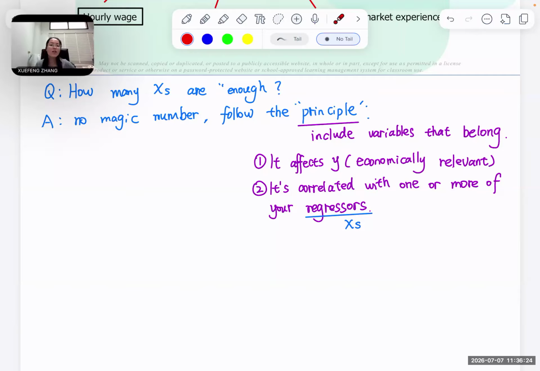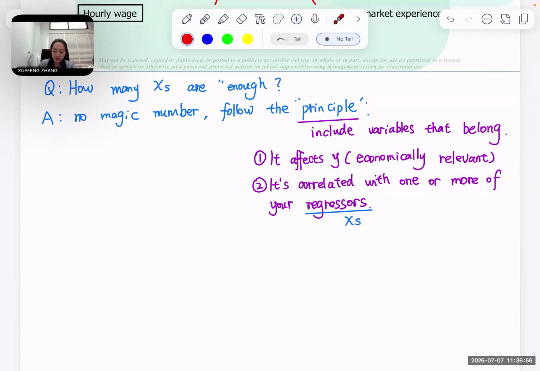If you leave out such a variable, you got omitted variable bias. That means your estimates of the other coefficients will be wrong in a systematic way, okay? You saw it from your assignment, right? I asked you about your understanding of multicollinearity and omitted variable bias.